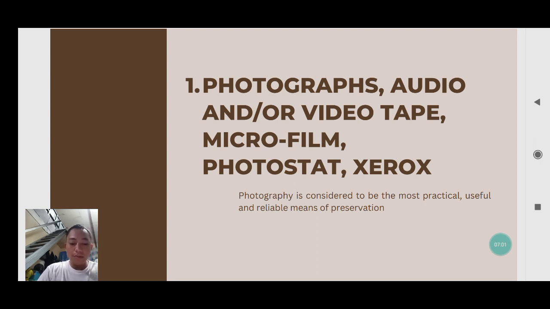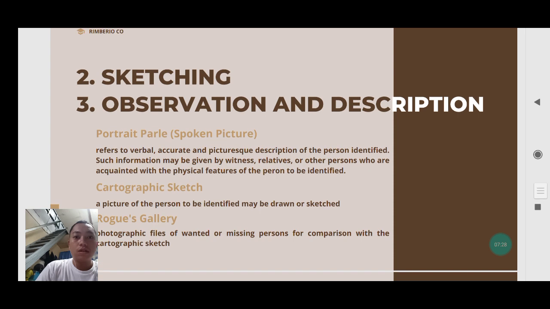B. The object preserved is reduced in size in the picture proportionately with the other objects adjacent or near to it. C. An unlimited number of copies can be reproduced, each of which is identical to one another. 2. Sketching.